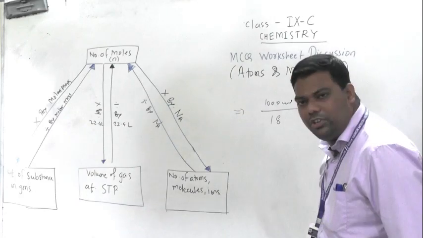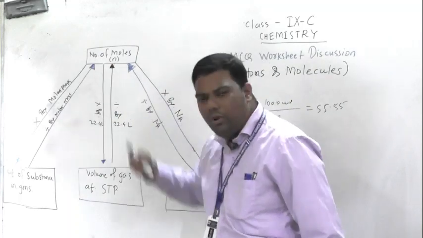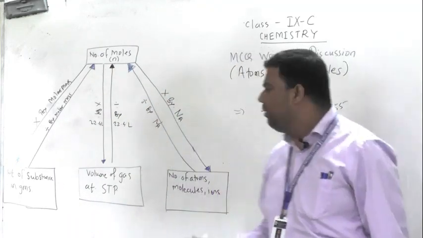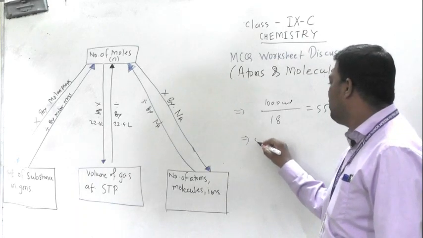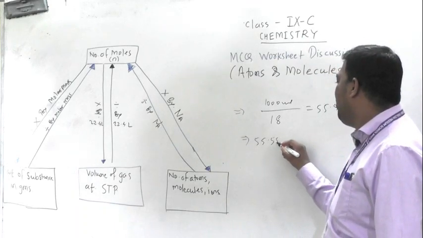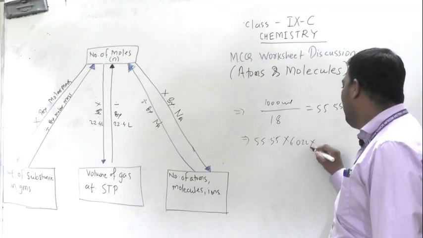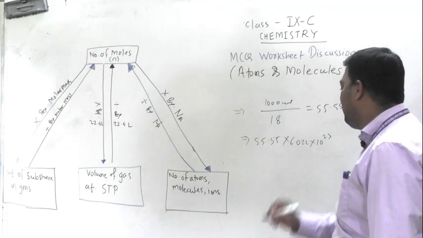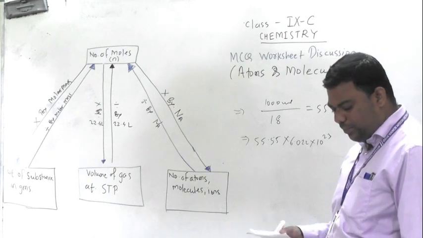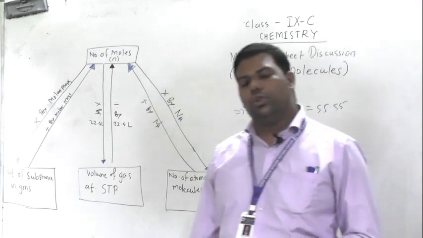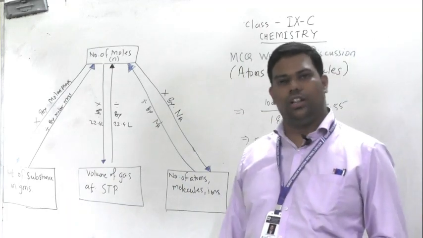Now to calculate the number of molecules: first you found the number of moles, then you have to calculate the number of molecules, so multiply by Avogadro number. So the solution becomes 55.55 into Avogadro number, 6.022 into 10 raised to 23. The options are also given, and this is option C. Understood? Like that we have to solve this question.